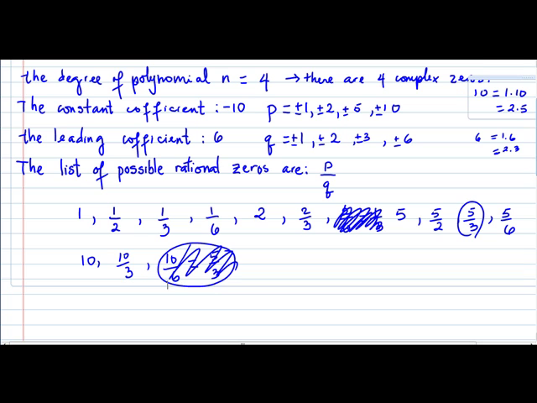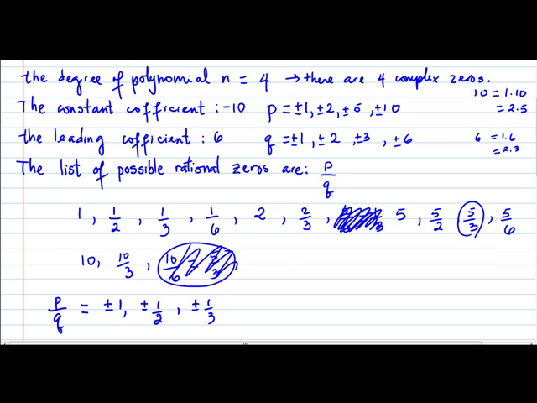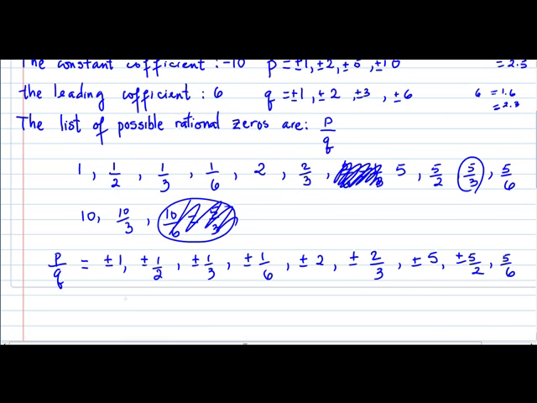on the list. So P over Q should be plus or minus 1, plus or minus 1/2, 1/3, and just continue on. I add all the plus or minus to the list to guarantee that I have all the possible factors. We have positive and negative 10, and the last one.